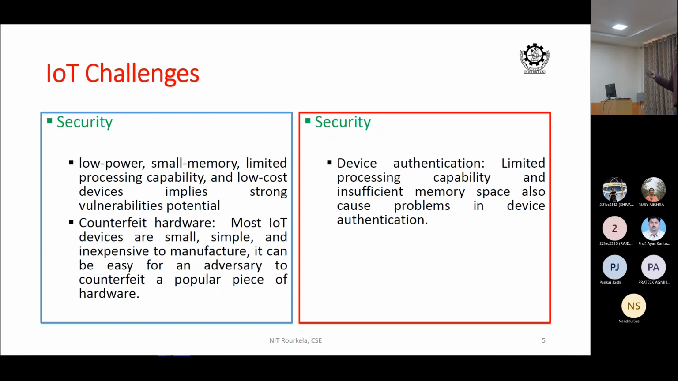Most IoT devices are small, simple, and inexpensive to manufacture. Since they are inexpensive to manufacture, they can be manufactured by many vendors. The moment they manufacture counterfeit hardware, they can deploy it. Once they deploy the counterfeit hardware, an intruder can launch an attack onto the system through it, because these counterfeit hardwares are not well protected. They are not foolproof. The original hardwares are foolproof, but the counterfeit ones are not.